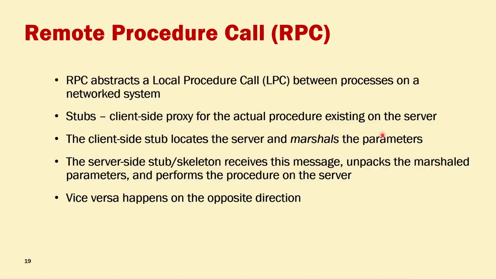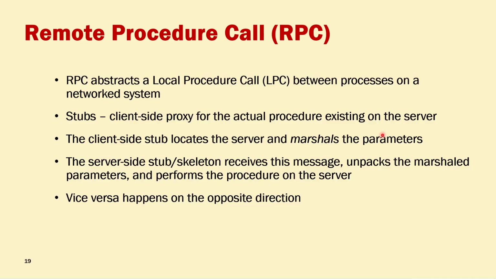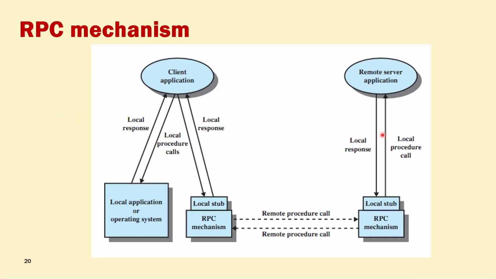So, the client-side stub locates the server and marshals the parameters. Marshalling packs the required parameters along with the request data so they reach the destination. We add extra data format mechanisms that can take this to the receiver intact. The server-side stub or skeleton receives this message, unpacks the marshaled parameters, and performs the procedure on the server. It does the execution at the server and returns the result by again marshalling, and the client will unmarshal it and take the value. That is what is mentioned here. The vice versa happens in the opposite direction from the server to the client. If you look in detail, this diagram shows that we have the client application.